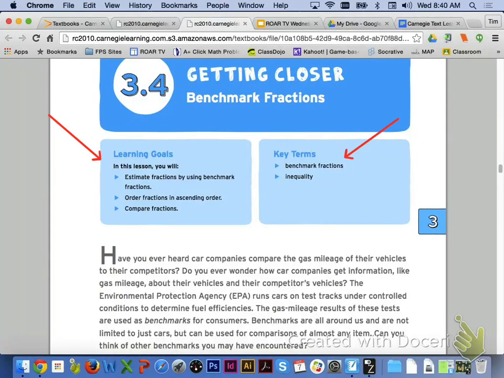Hi class, in lesson 3.4 we will be focusing on benchmark fractions. Learning targets for today: we will estimate fractions by using benchmark fractions, we will order fractions in ascending order, and we will compare fractions. Key terms to look for in lesson 3.4 are benchmark fractions and inequality.